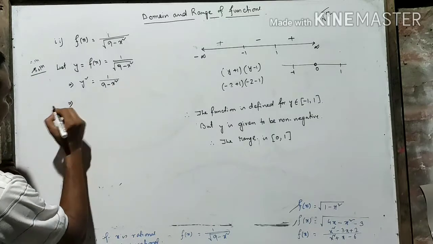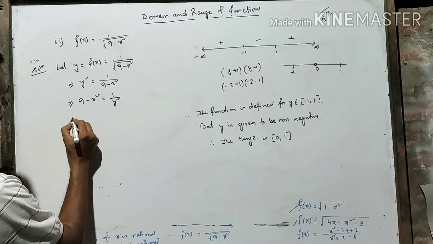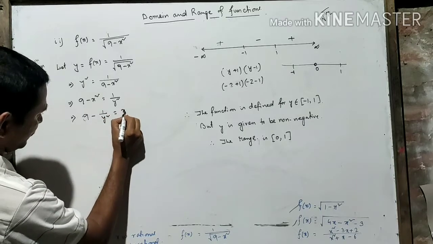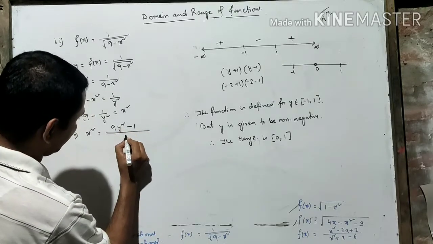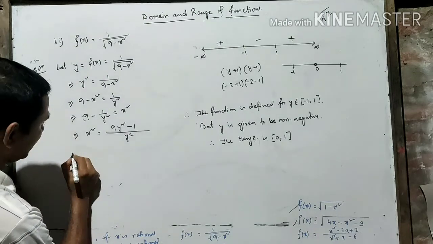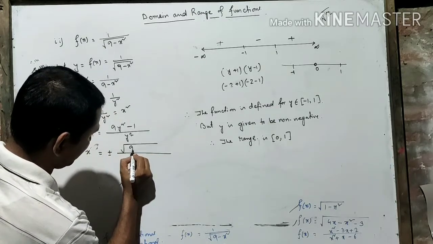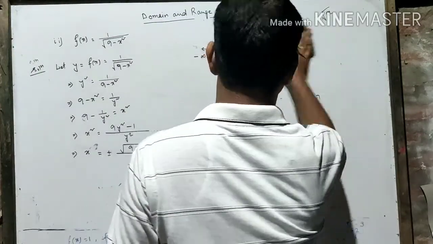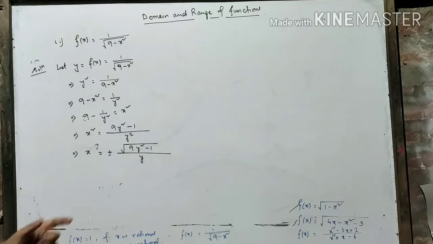Then 9 minus x square is equal to 1 by y square. Then 9 minus 1 by y square is equal to x square. This implies x square is equal to (9y square minus 1) divided by y square. This implies x equal to plus minus under root (9y square minus 1) divided by y. Okay, so this is the value of x.